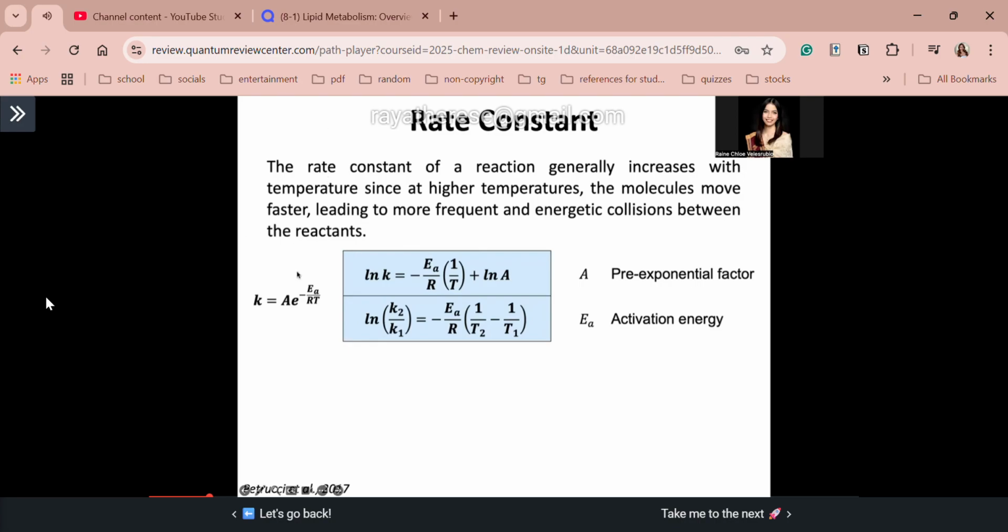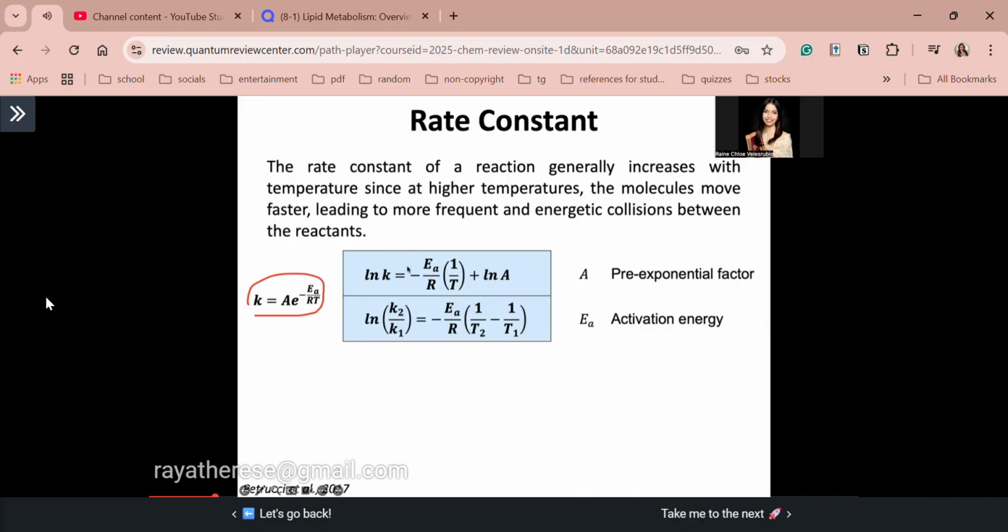So here, guys, we have the Arrhenius equation. This is it. Okay? k is equal to A e to the power of negative Ea over RT, where A is your pre-exponential factor, Ea is your activation energy, and T is your temperature. And k, of course, is your rate constant. So again, guys, as temperature increases, the exponential factor also increases, as well as the rate constant. And as a result, the reaction proceeds faster.